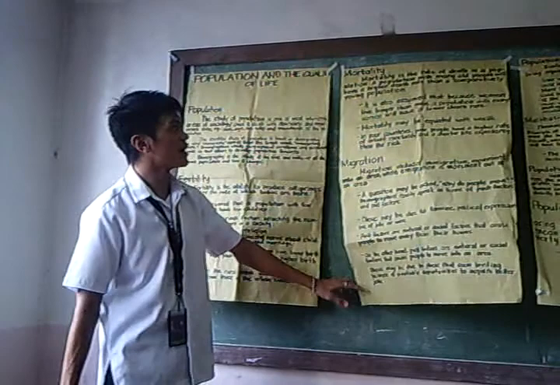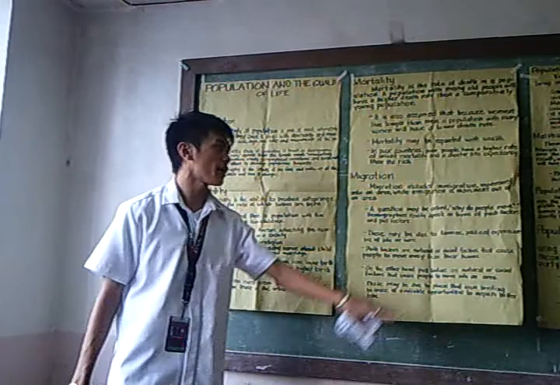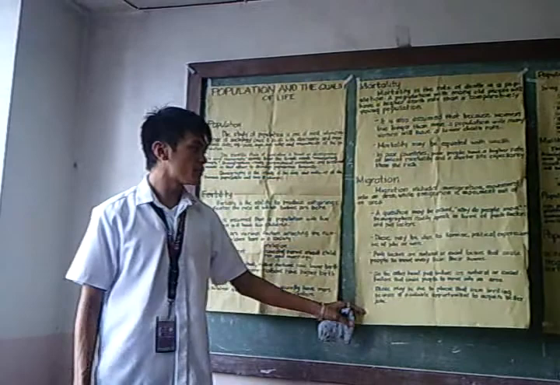Mortality. Mortality is the rate of death in a population. A population with very old people will have a higher death rate than a comparatively young population. Mortality may be associated with wealth. Migration includes emigration and immigration. Emigration is movement out of an area, while immigration is movement into an area. This may be due to famine, political unrest, loss of jobs, or wars. Migration is quite harder to monitor than fertility.